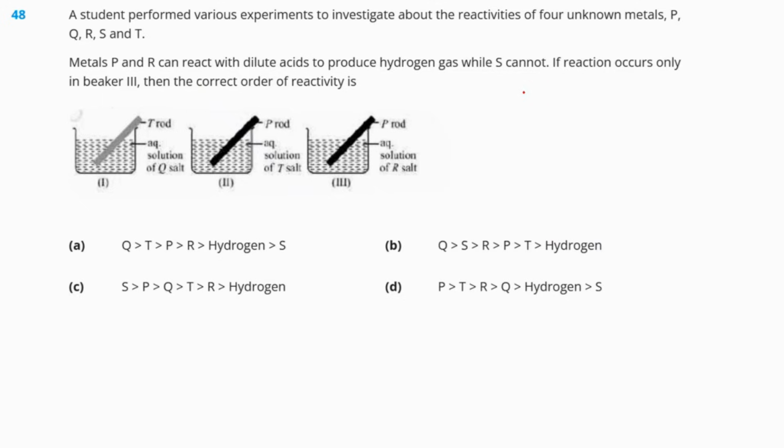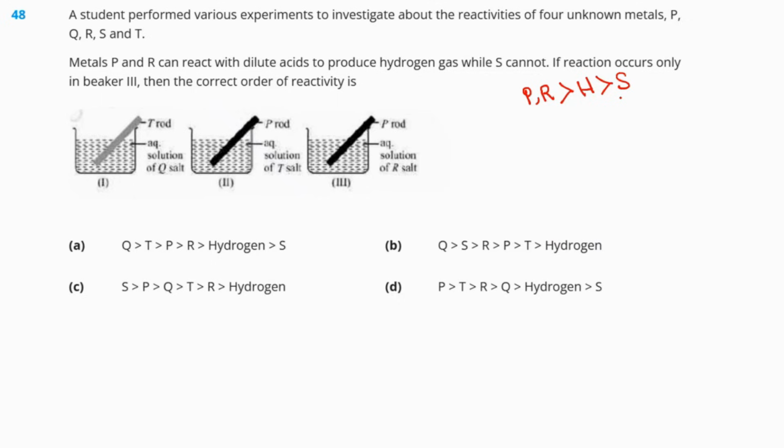So if we summarize this, P and R, as they can react with acid, are more reactive than hydrogen, and hydrogen is more reactive than S, because S does not react with acid, correct? So from here we can understand S is less reactive than P, R and H, correct?